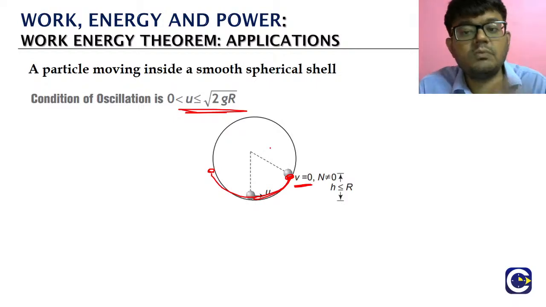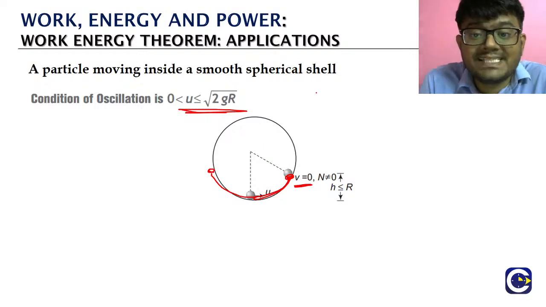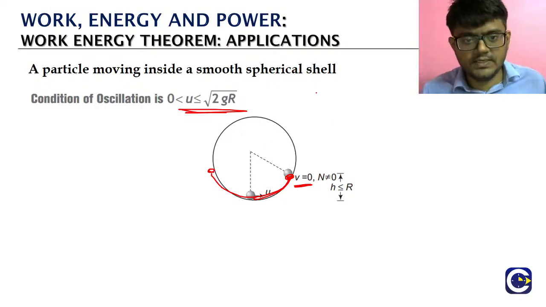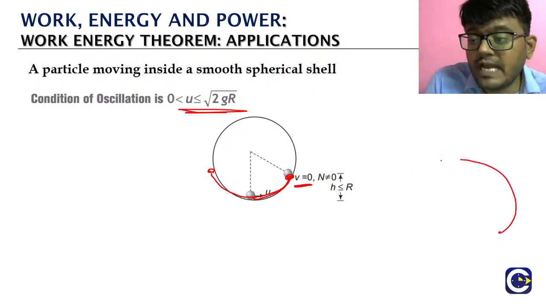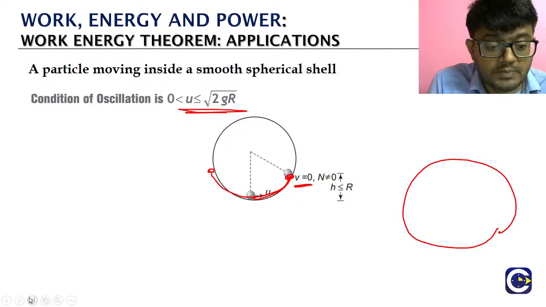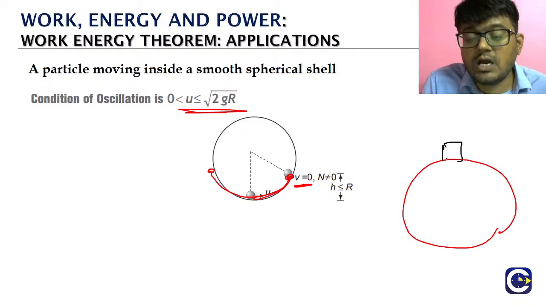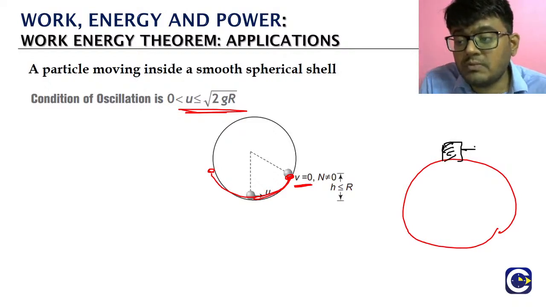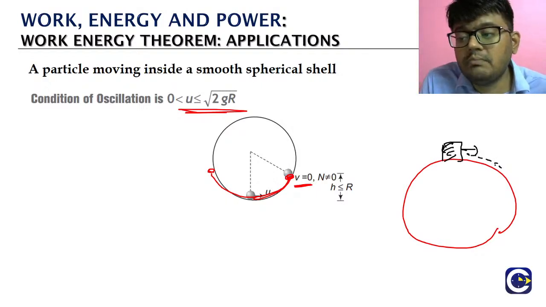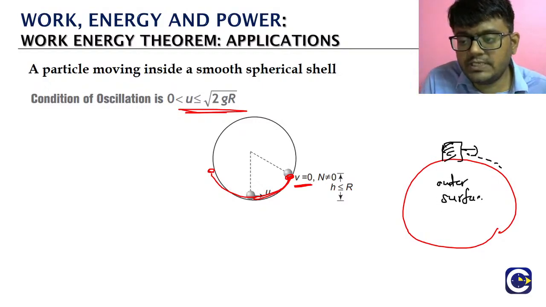Okay, so this is about the particle moving in a vertical circular motion inside a smooth spherical shell. Now we may have a doubt: if you have a spherical shell like this, but we are not keeping the object inside; we place an object outside and release it slightly, what is going to happen? The object is going to come along this outer surface.